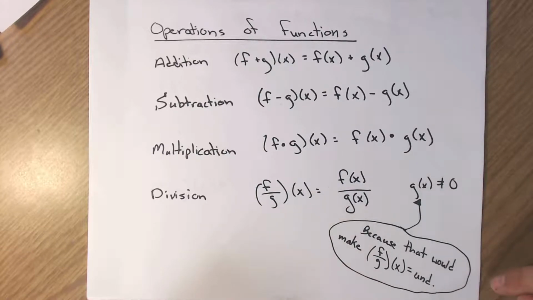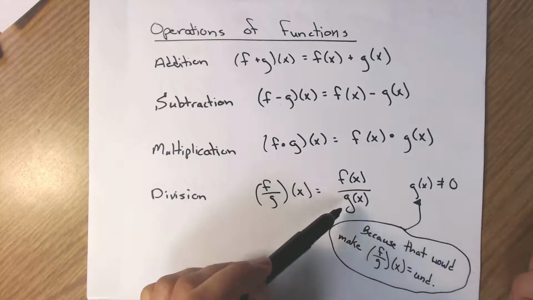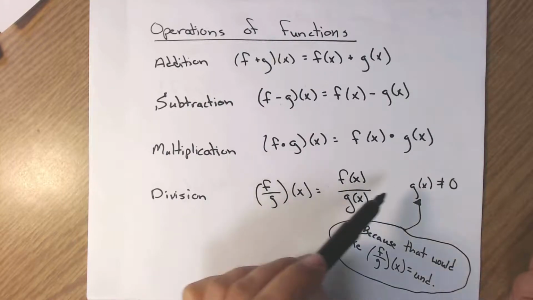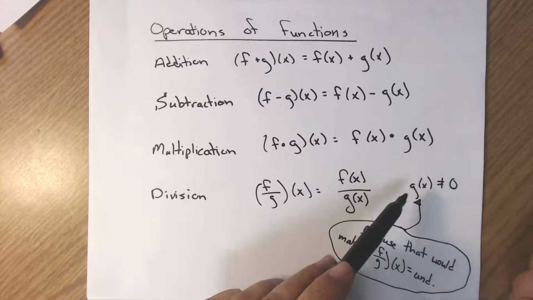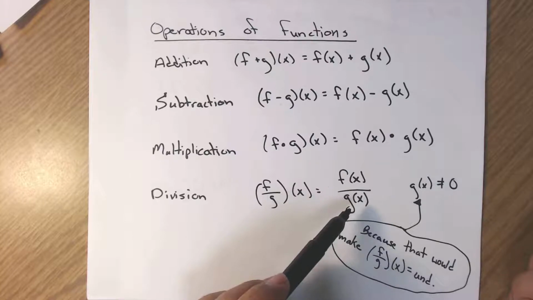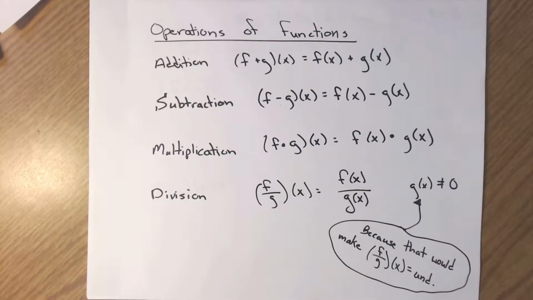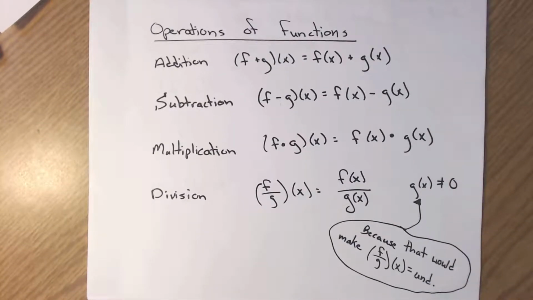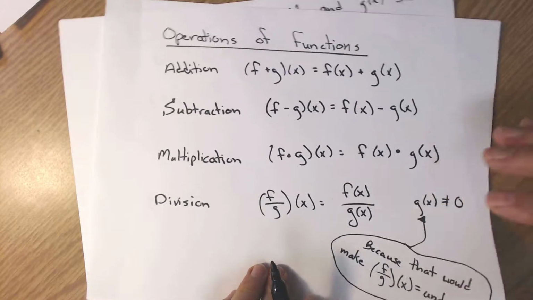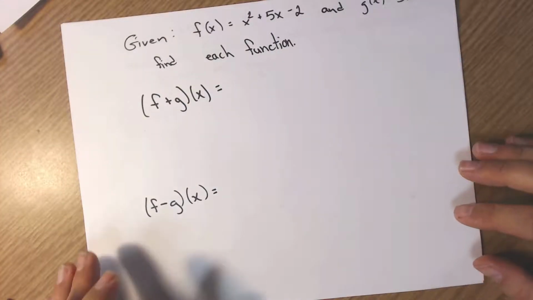Division can be a little tricky though, because our denominator is not allowed to equal 0. Because in that case, f divided by g of x would be undefined. So we always have to check that denominator, make sure it is not allowed to equal 0. And if there's an x down there, we have to set that not equal to 0 and then have that restriction in our domain. So let's get started on some examples.